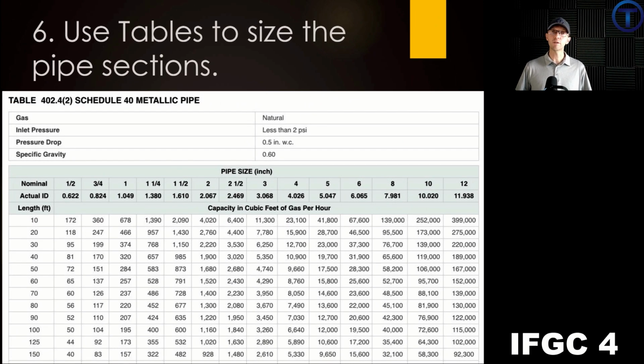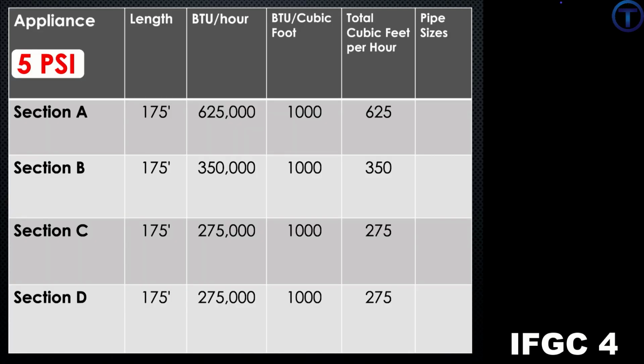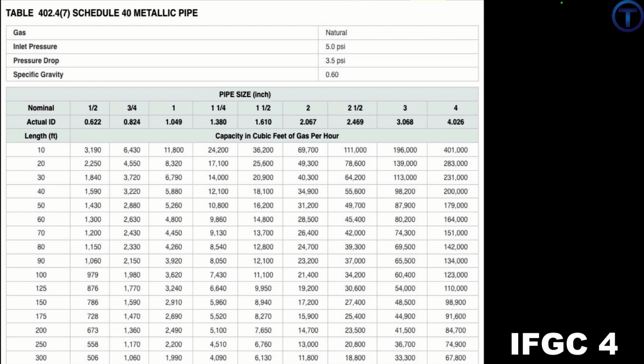At this point, we can use the tables, size our pipe sections. Let's get to work. Let's start with pipe section A. We have our developed length is 175 feet. We have a total of 625 cubic feet per hour. Let's go to this table. This table has our 5 psi pressure. We have 175 feet, so we will come down the left column on these rows. I'm seeing 125, 150. The next line is 175. That is exactly what we need.